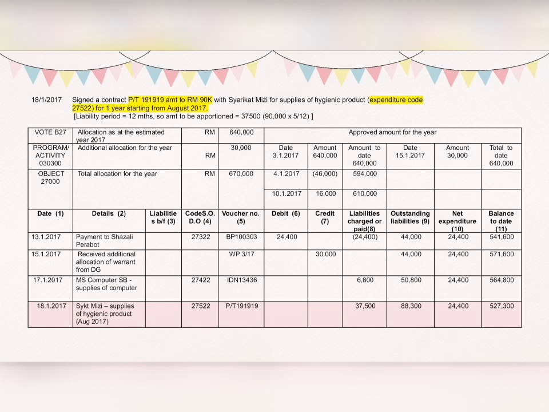Okay, on 18th of January 2017, a contract P/T19-1919 amounted to 90,000 is signed with Syarikat Mizi for supplies of hygienic products for 1 year starting from August 2017. Expenditure code given is 27522. So this is a liability with period equal to 12 months. So this liability will be a portion. August to December is 5 months. So we will multiply 90,000 with 5/12. We will get 37,500. So this is the amount to be recorded. And now to record, we will record the amount under liabilities charge column, increase the outstanding liabilities, net expenditure will be the same, and finally the balance to that now becomes 527,300 ringgit as we reduce 564,800 ringgit by 37,500 ringgit.